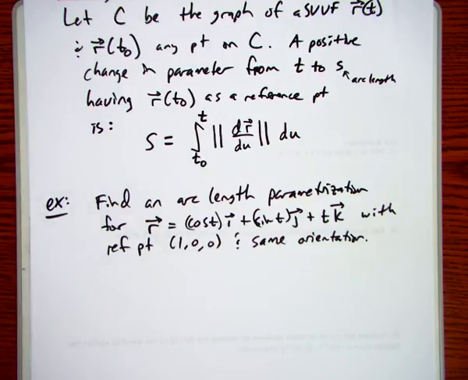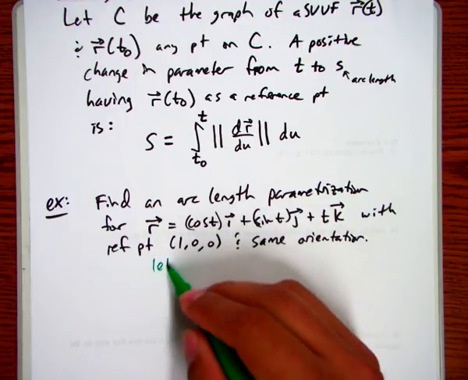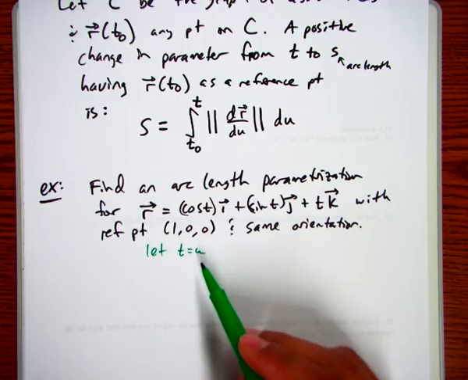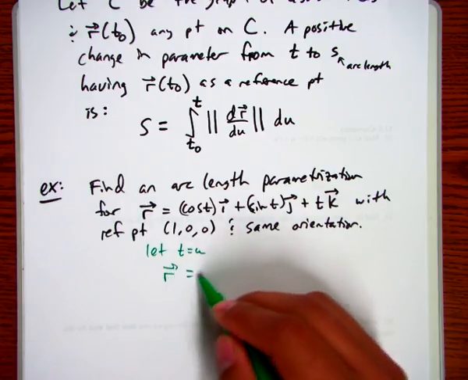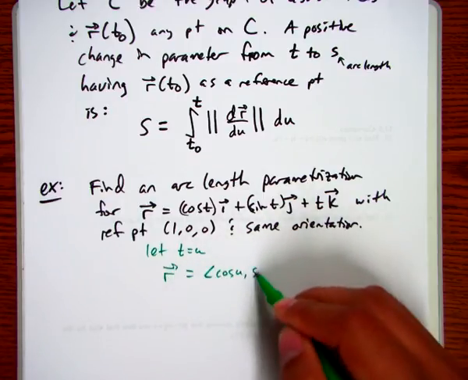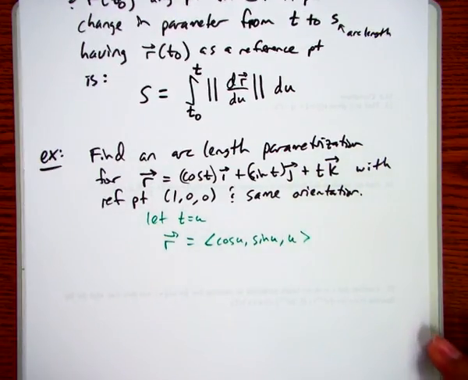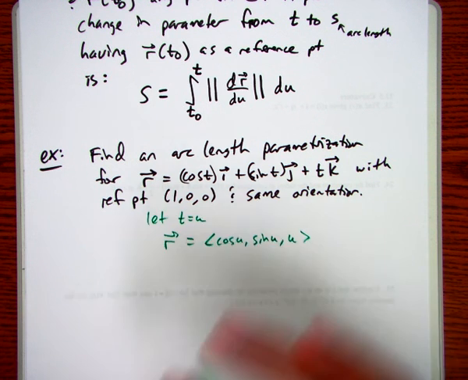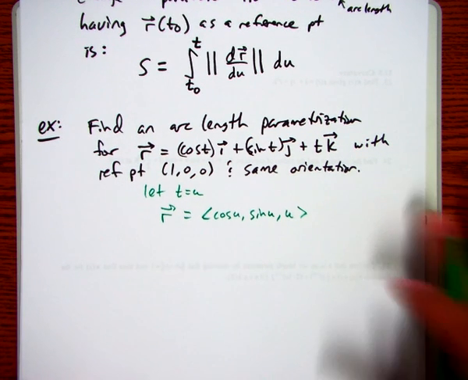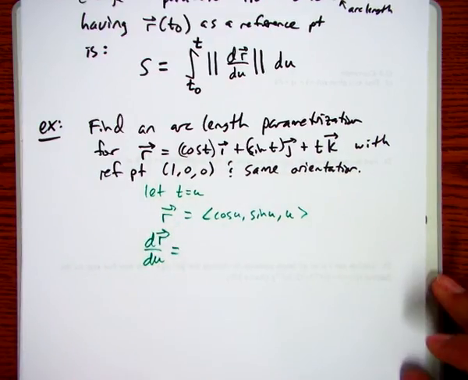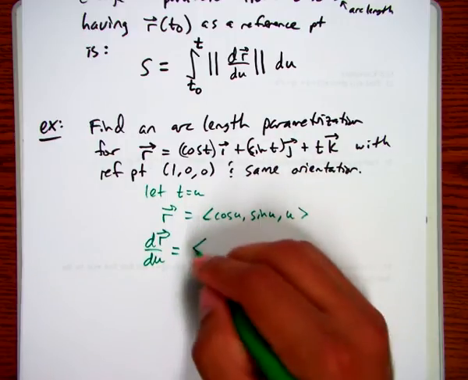Okay, so again, we're going to start by letting t equal u for a moment. So that r is going to be cosine u, sine u, and u, so that there's no confusion with variables. Otherwise, we're going to have an integral with respect to t. We're plugging in t values. It doesn't make sense if we do it that way. Okay, so let's find the derivative. The derivative here would be what?